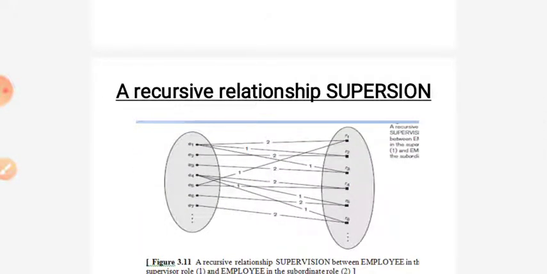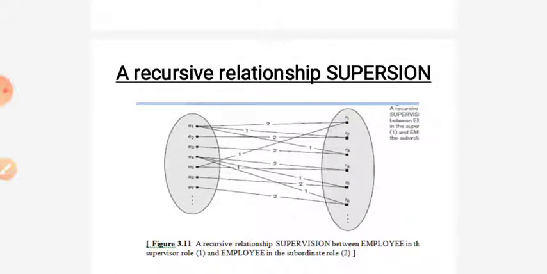For example, here is a recursive relationship, supervision. So both the sets here are employee entities, left side and right side. This recursive figure represents 3.11. A recursive relationship supervision between employee in a supervisor role, that is 1, and employee in the subordinate role, that is 2.